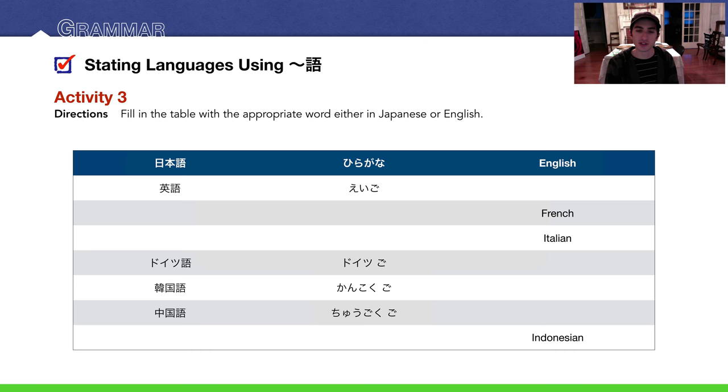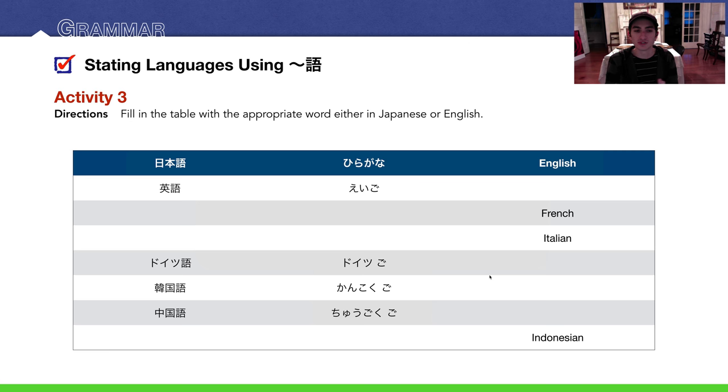Go ahead and pause the video if you want to do it yourself first. I'm going to solve it right now. 英語, we learned, means English, the English language. French, take France and 語, the word for language, and you add it together. フランス語. Italian would be イタリア語. Deutsche 語, we determined in the last slide, means German, the German language.